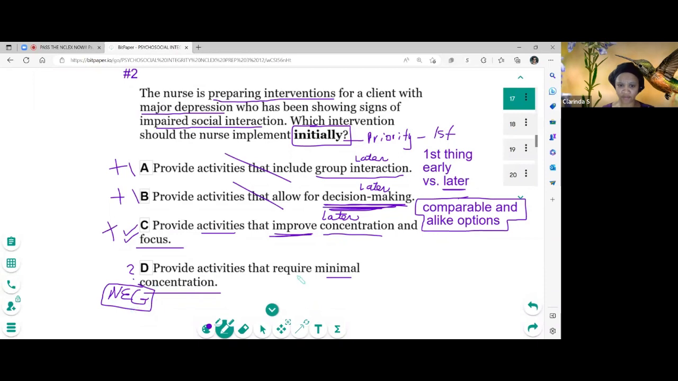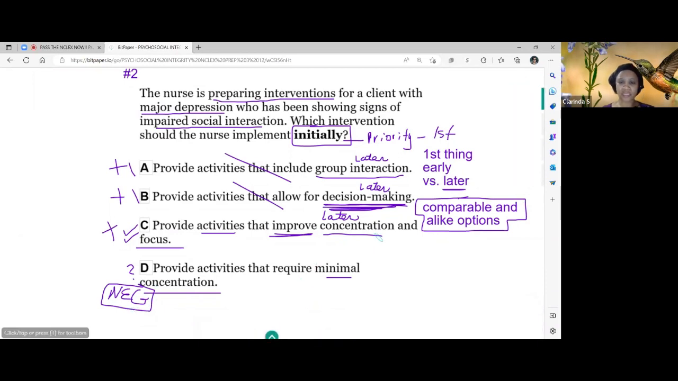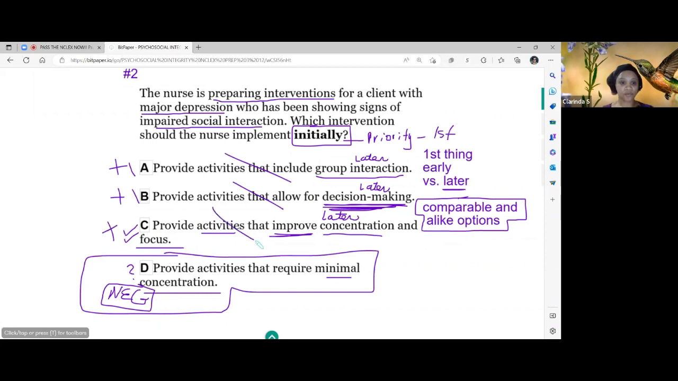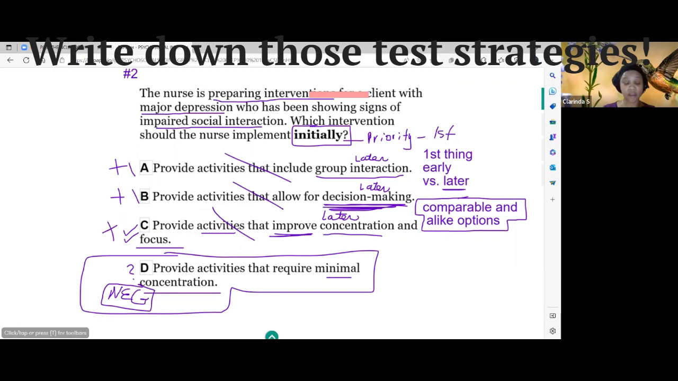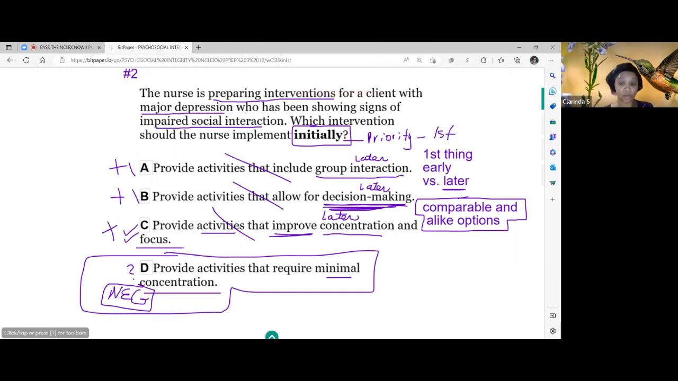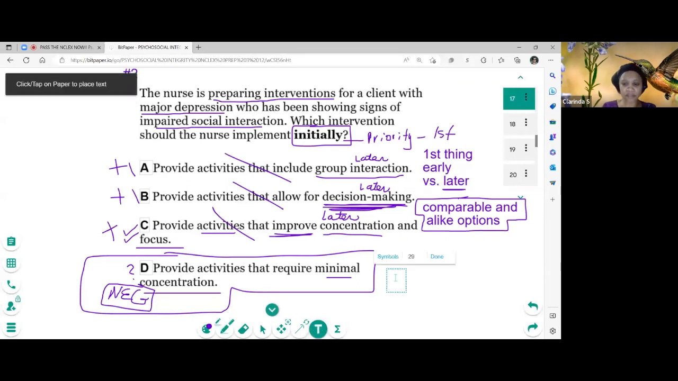sounds a little more negative, but if you notice, the key to this was paying attention to initially what things would be later, what things would be initially, early on, the first things you're going to do. So D is your answer. We're eliminating A, B, and C. So your testing strategy there, initially, comparable and alike, what is later versus what is early on. What's the first thing? I call this NCLEX opposites.